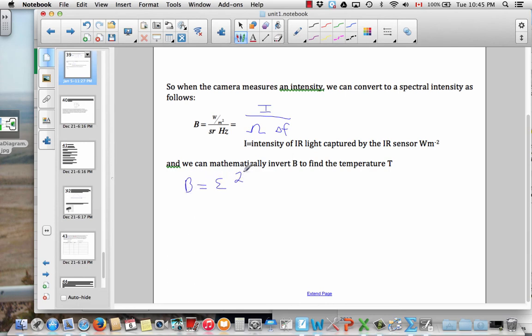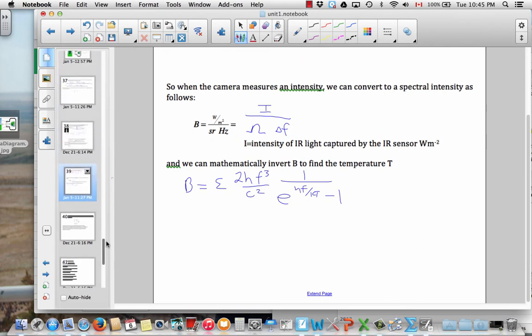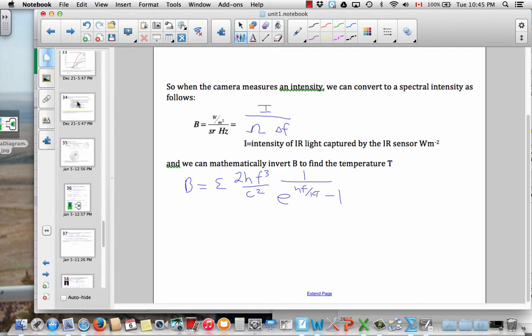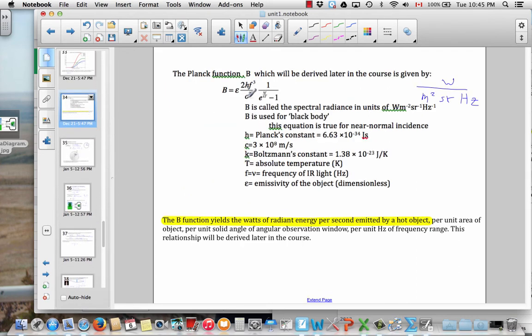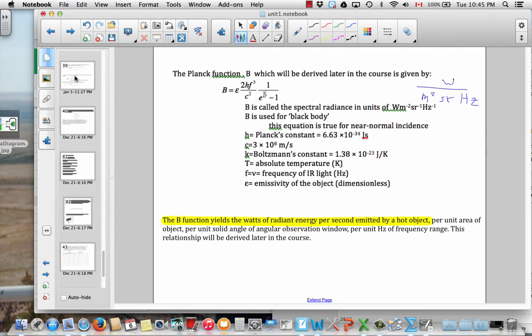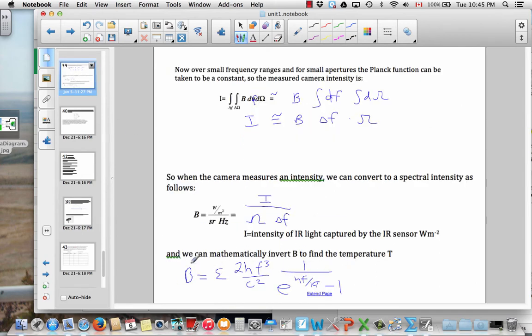Let's see if I can do this from memory. 2h f cubed over c squared, and then it's 1 over e to the hf over kT, subtract 1. Was that right? I think it's probably right. Let's see how I did. There it is. And yes, f cubed over c squared, that's the only hard thing to remember. I could check the units on that, but I got it right is the main thing. But the point is that once you have the B function and all of these things are constants, you can solve for temperature. It's not going to be a pleasant calculation, but it can be done.